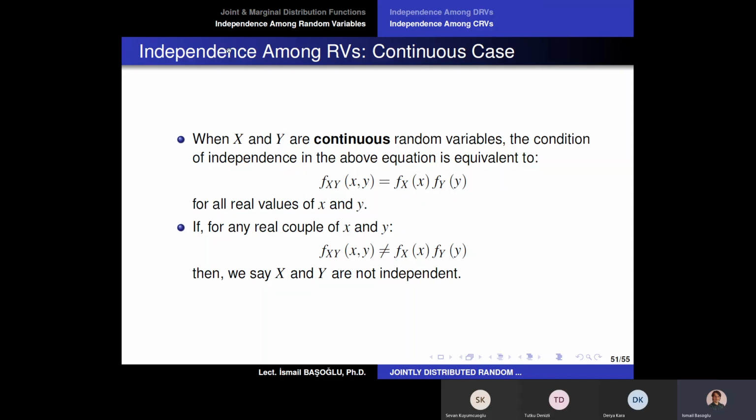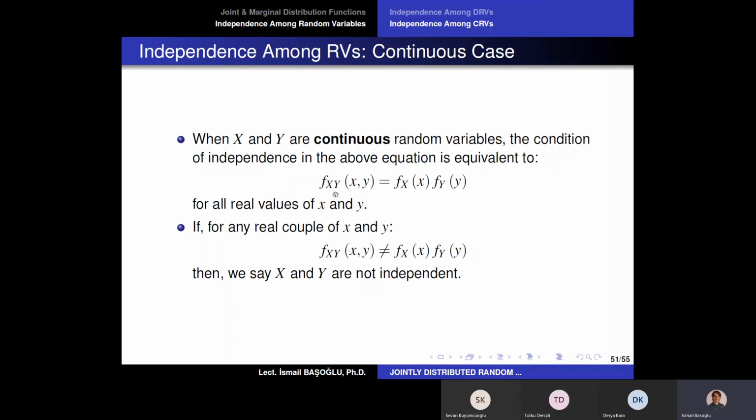So we would like to define the independence statement between two random variables when x and y are continuous. Now, if x and y are continuous random variables, and if they are independent, then they need to satisfy this equation for all possible x and y values.